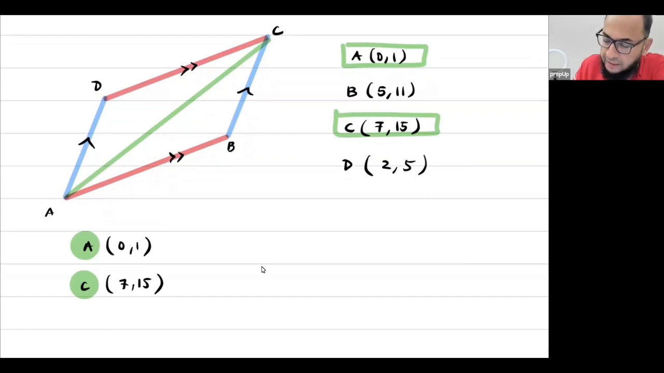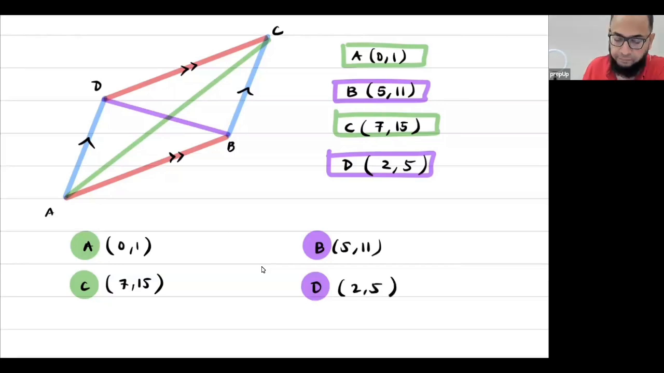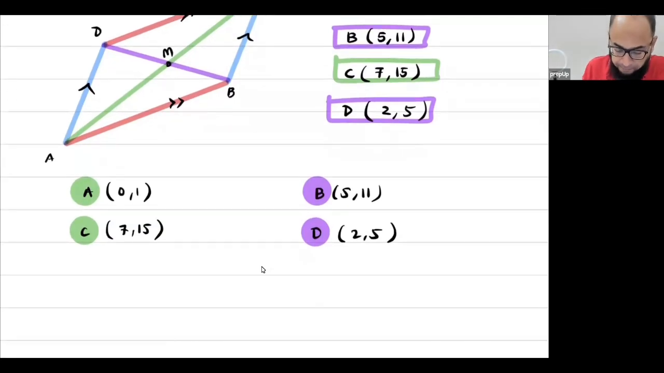Now let me draw another diagonal in purple, like this. Now I'm focusing on B and D. B is (5, 11), D is (2, 5). They intersect at a point, let's call it M.